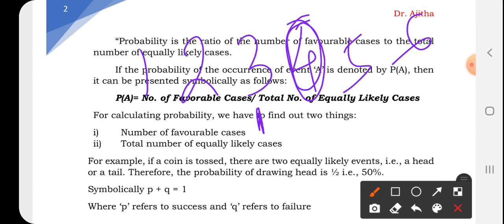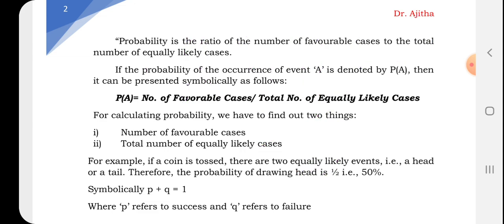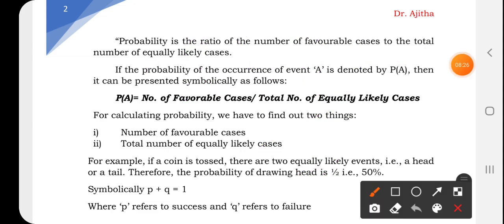Equally likely is mentioned because all the faces 1, 2, 3, 4, 5, 6 have equal chances to appear. It doesn't mean that 4 has more chances to appear. No, all have equal chances. We cannot predict what is going to come. So total cases is 6. So the probability is 1 by 6.